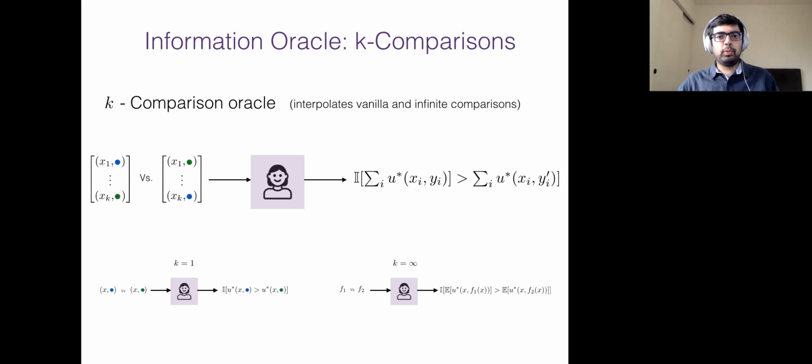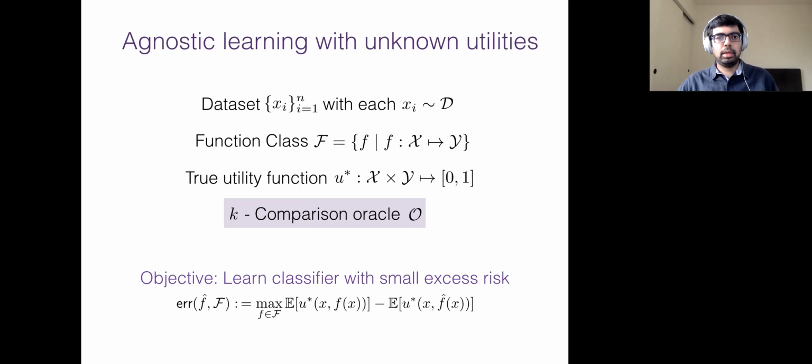Note that one can recover the vanilla and the infinite comparison oracles by setting k equals to 1 and k equals to infinity respectively. It's also important to note here that as the order k of the comparison oracle increases, it gets harder and harder for the human to provide this feedback. Going forward, we'll focus on our problem of agnostic learning with unknown utilities, where the information oracle is the k comparison oracle. We will describe our main algorithm which interacts with the k comparison oracle to output a function f hat, and we'll also study its statistical properties.